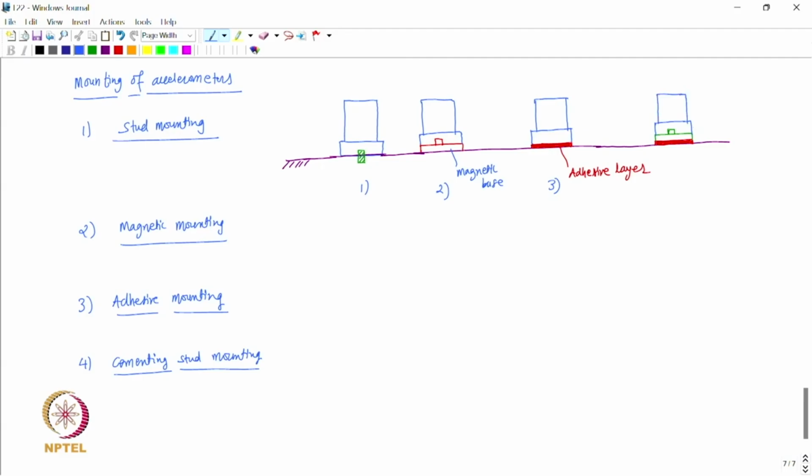Okay. So, this is the cementing stud and this is the adhesive. So, it becomes easy to remove the accelerometer whenever required. But again the usable frequency range using cementing stud mounting is smaller than that obtained using the adhesive mounting.